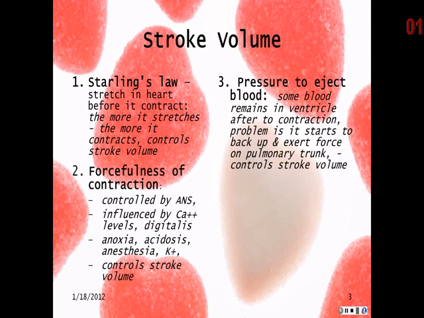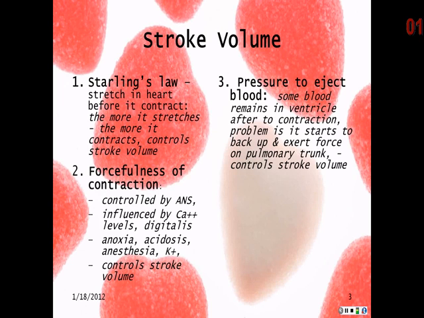There are three main factors that influence the stroke volume. 1 is Starling's law, 2 the forcefulness of contraction, and 3 the pressure to eject blood. Starling's law looks at the stretch in the heart. The more it stretches, the more it has to contract to get back to its original size. This is Starling's law of the heart, which is different than Starling's law of the capillaries. They are named after a researcher who studied the heart, and he named both laws after himself.